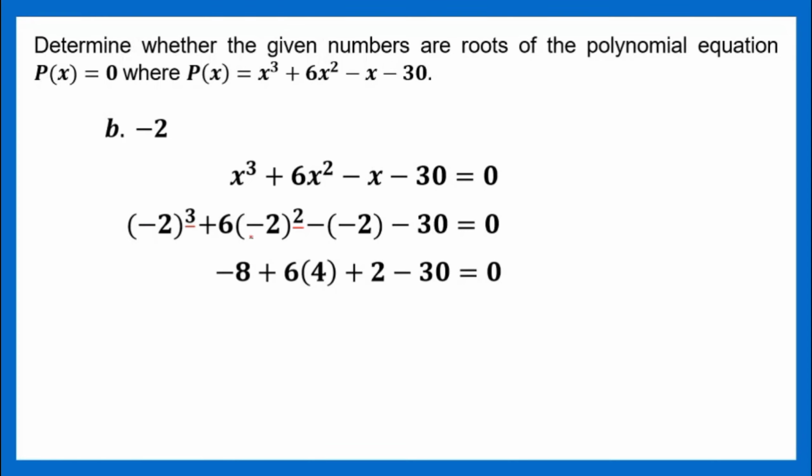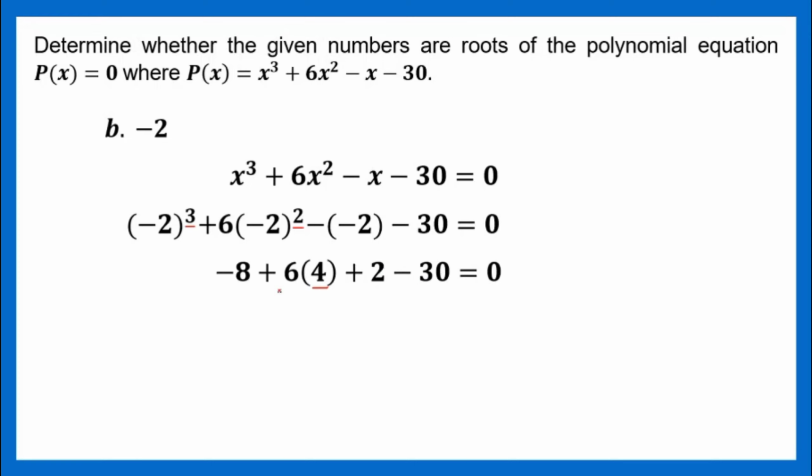Tapos naman, etong negative 2 dito, since 2 or even number yung exponent niya, kaya positive yung 4 dito. Ayan, that's 6 times 4. Tapos, eto, ayan, nagbago na yung sign ng 2, because negative saka negative, when we multiply that, the answer will be positive 2. Tapos, negative 30 kopya is equal to 0.